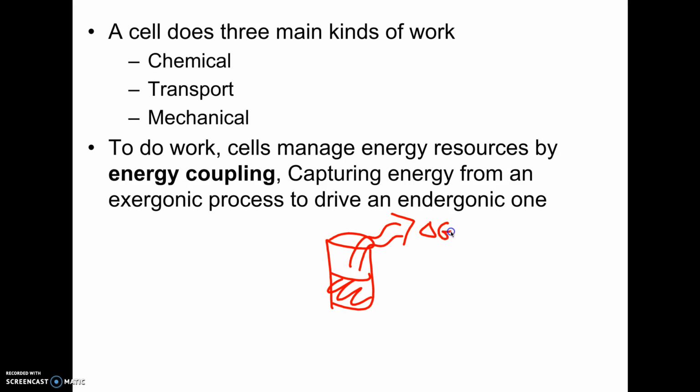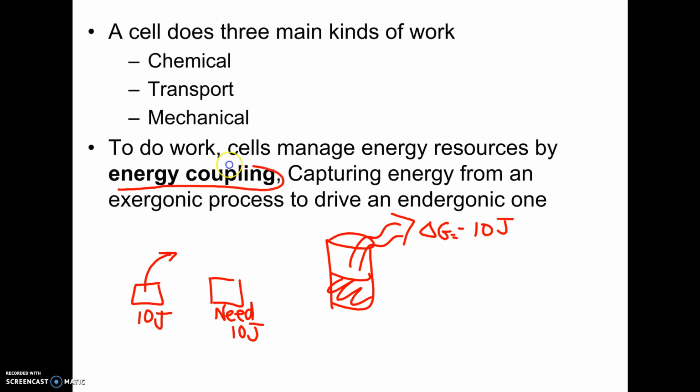If the delta G of this is negative, let's just say negative 10 joules, this actually released 10 joules of energy as heat. Your cells have some reactions that are releasing, let's just say, 10 joules of energy. But rather than just releasing it as heat, which would be kind of wasteful, there's other reactions in a cell that need 10 joules of energy to run. So what better way than to do what's called energy coupling? What the cell will actually do is take the energy that's released here, transfer it to another reaction that needs energy.